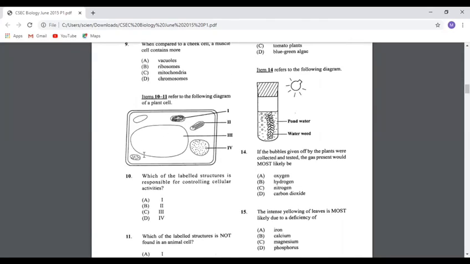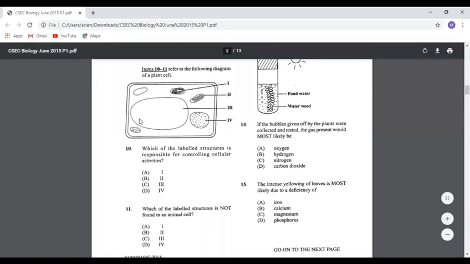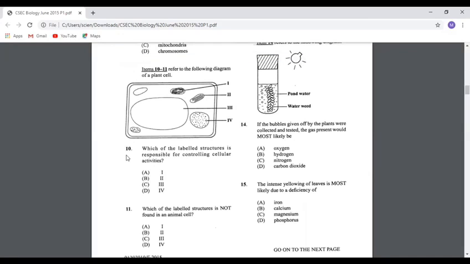Items 10 to 11 refer to the following diagram of a plant cell. So this is the plant cell. Like I said, go to the actual question. Which of the following labeled structures is responsible for controlling cellular activity? From way before, we already know that this is the nucleus. So we have to look for which one is the nucleus. We know this is the vacuole because it is a permanent vacuole and it's large. And then the nucleus would be 4. So the answer would be 4. That's D.